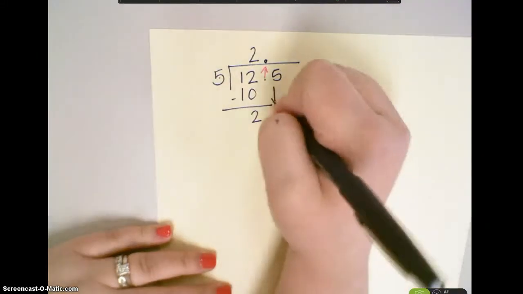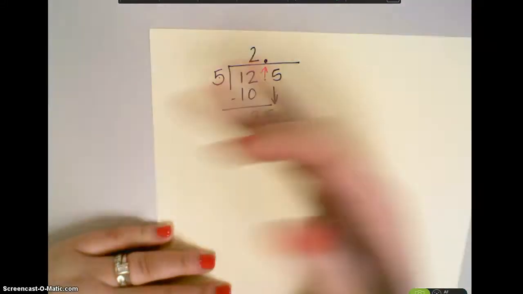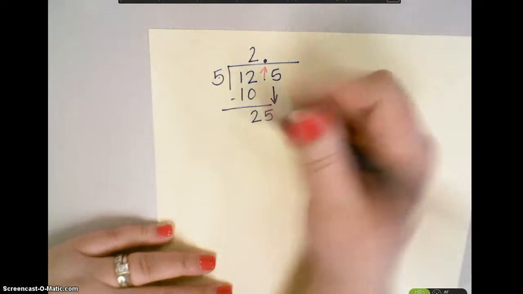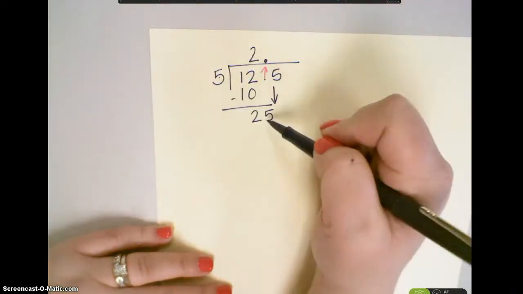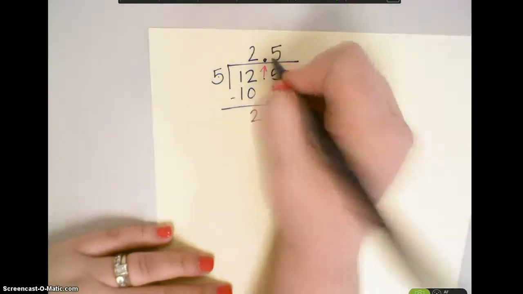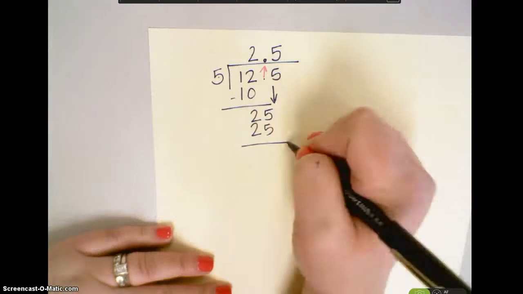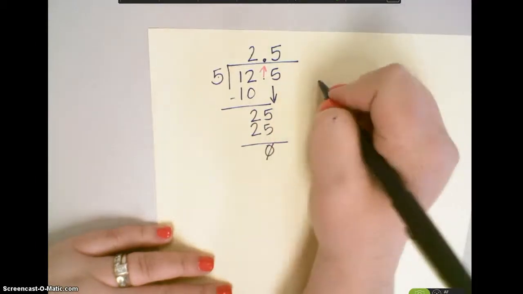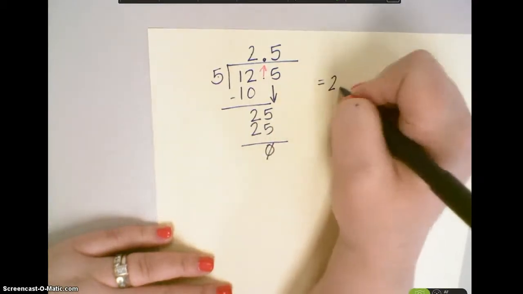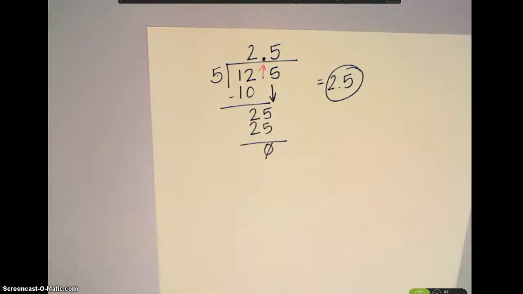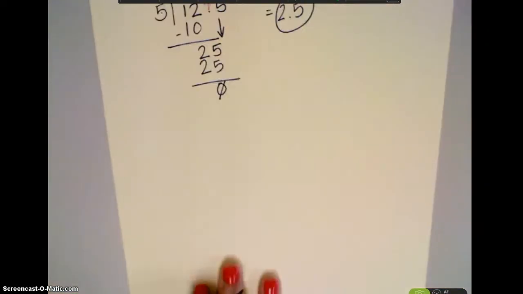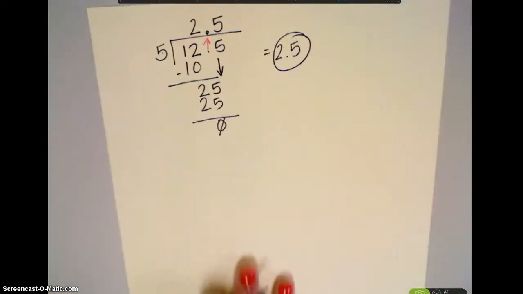Okay, now I'm going to bring down my 5. Again, I'm kind of treating my decimal like it's not even there. I've already put it up in my answer, so I don't need to worry about it anymore. 5 goes into 25 5 times. 5 times 5 is 25. I have 0 remainder, so my answer to 12.5 divided by 5 is 2.5. Easy enough. Let's do a decimal divided by a decimal.